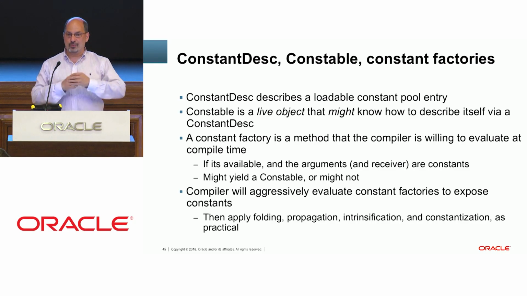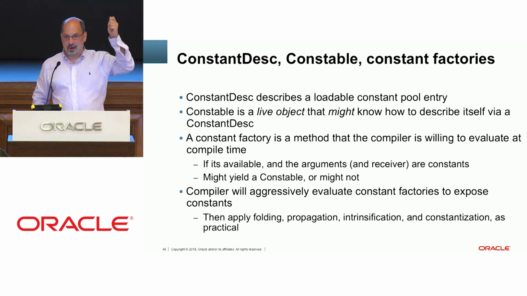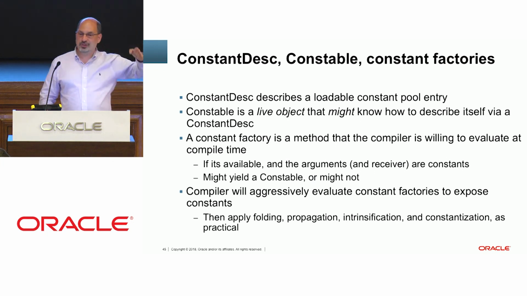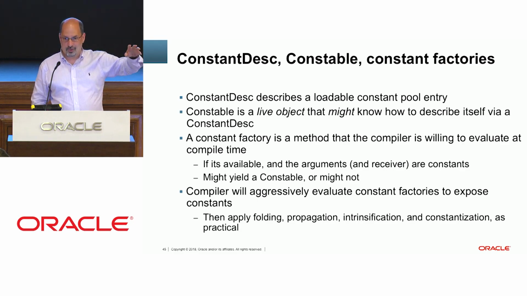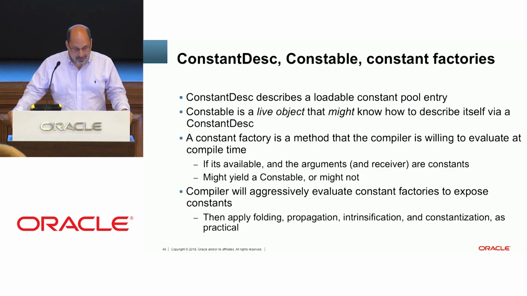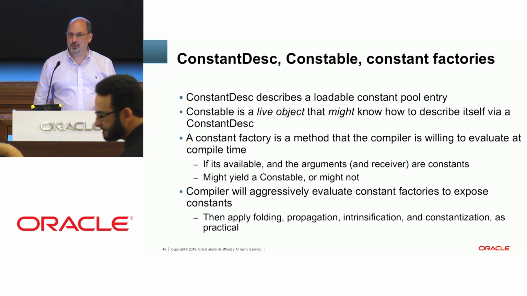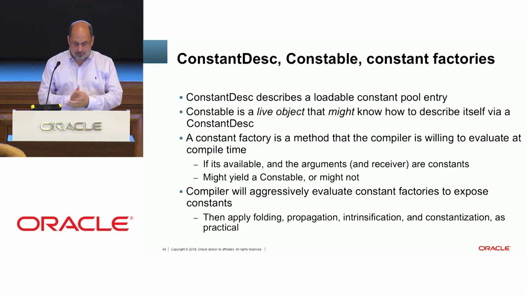It might be that you have a builder where the builder isn't constable, but the built thing is. So you have builder.with this, .with that, .with that, and that whole chain of things is not constable, but the thing at the end is. And that's what allows you to go right to the destination. And then we taught the compiler how to aggressively evaluate through these methods to expose the constants, and then apply the standard tricks of folding, propagation, intrinsification, constantization to generate better bytecode.